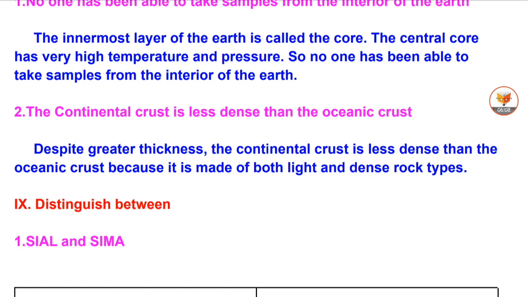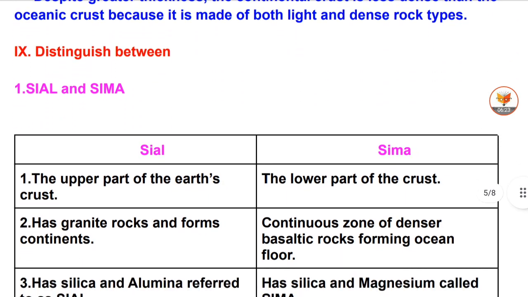2. The continental crust is less dense than the oceanic crust. Despite greater thickness, the continental crust is less dense than the oceanic crust because it is made of both light and dense rock types.